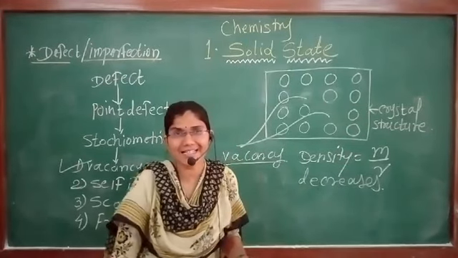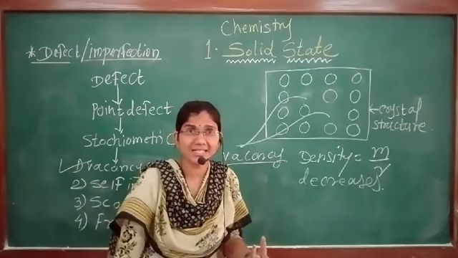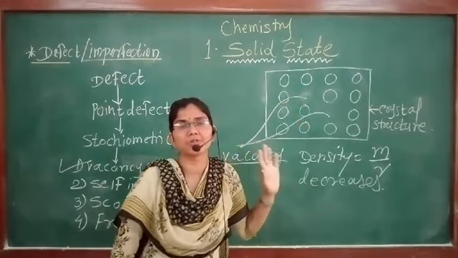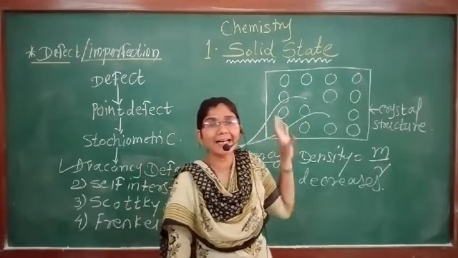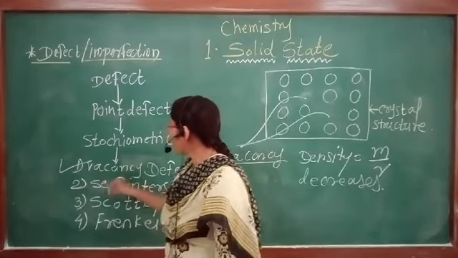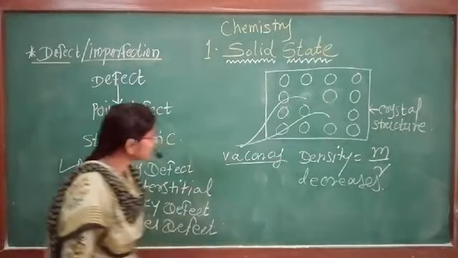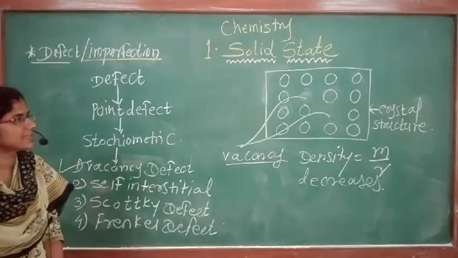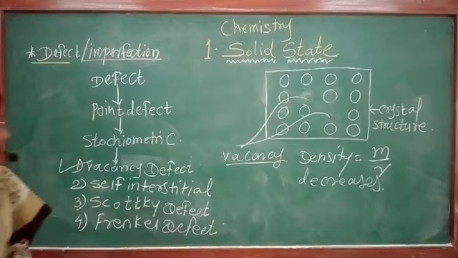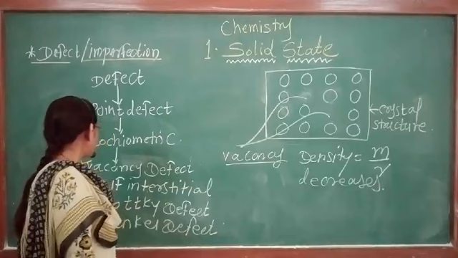Why does it decrease? Because the mass decreases. And why does the mass decrease? Because the particles lose their regular position, their regular site, and produce a vacancy. Therefore in the first type of isometric defect, that means in the vacancy defect, the mass decreases and the density of the substance also decreases. So this is the first type of isometric defect, the vacancy defect.